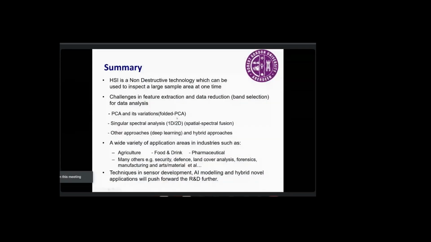So a short summary: hyperspectral imaging is a non-destructive technology which can be used to inspect a wider range of applications. The challenges there are feature extraction and data reduction, so including band selection. So we propose a number of applications, algorithms and technology there. If you're interested, you can go have a look.